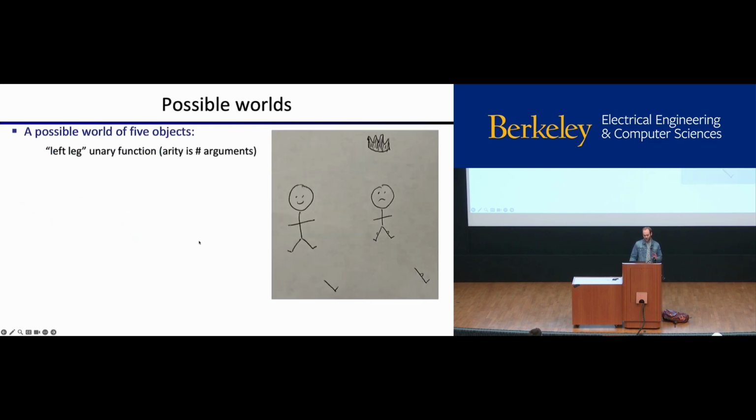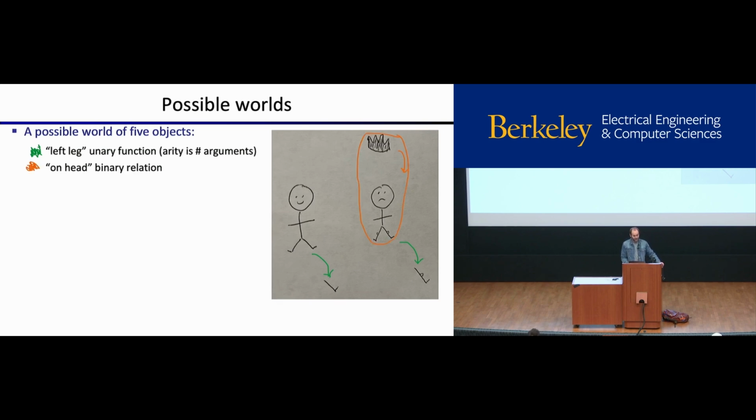So first I'll tell you about functions. There can be functions mentioned in the sentence in first-order logic, and then the possible world has to define how the function works. So for instance, the left leg unary function, that is a function that takes 1 argument, in this possible world, when you put this object into the left leg function, it returns this object. When you put this object into the left leg function, it returns that object. So the possible world has to explain how the function works.